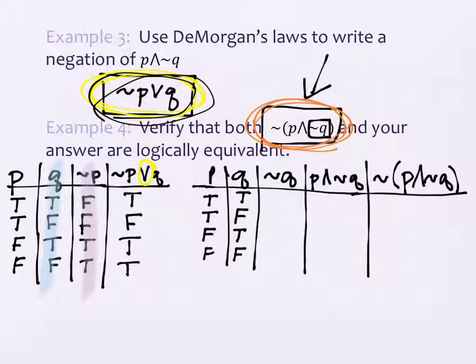What will my tilde Q column say? False, true, exactly. Just the reverse of the Q column.